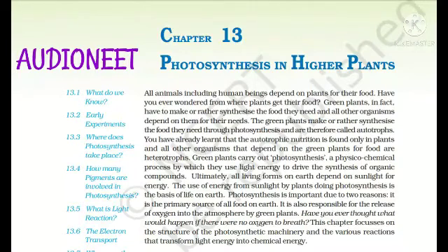A chromatographic separation of leaf pigments shows that the color that we see in leaves is not due to a single pigment but due to four pigments: chlorophyll a, bright or blue green in the chromatogram, chlorophyll b, yellow green, xanthophylls, yellow, and carotenoids, yellow to yellow orange.